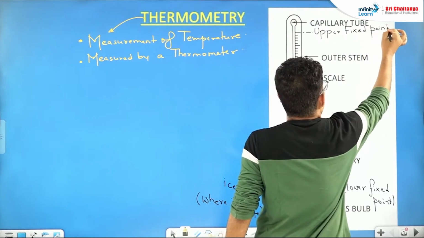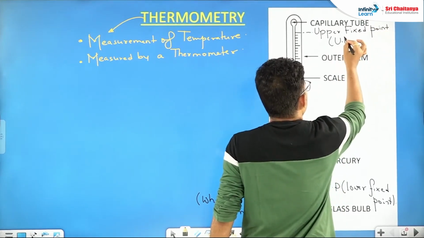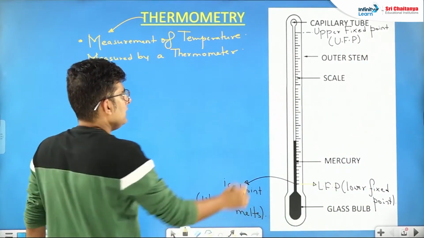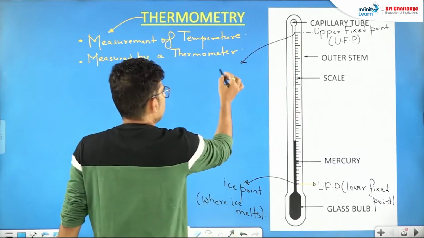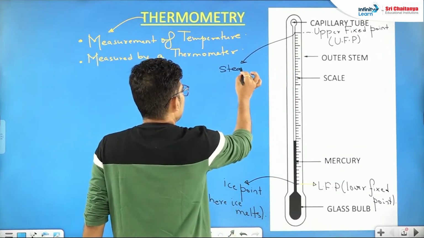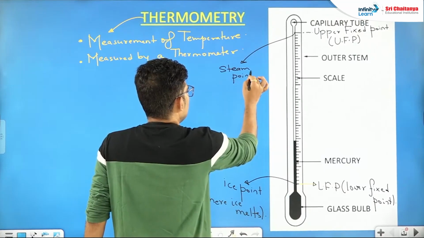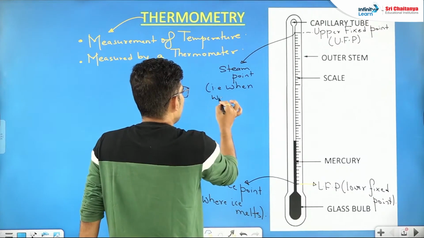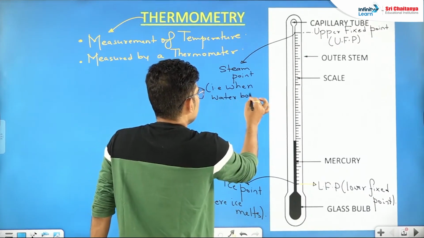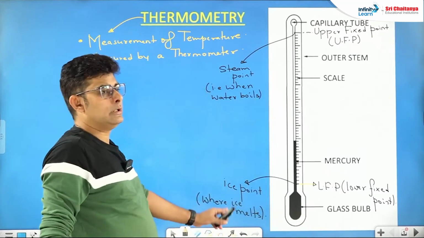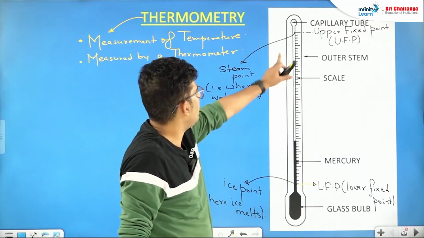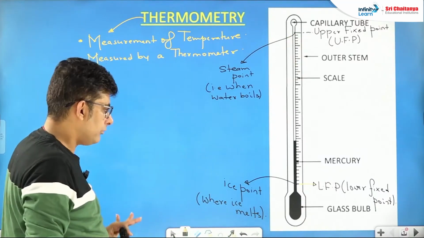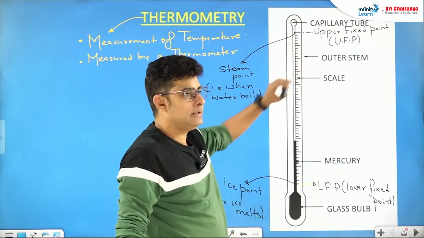So the upper fixed point, which we will denote as UFP. Now this UFP we generally take as the steam point, that is when water boils. So when you dip it in a bucket of boiling water, then you will see that mercury will rise up to this level, which is the upper fixed point. So we fix two points, LFP and UFP.